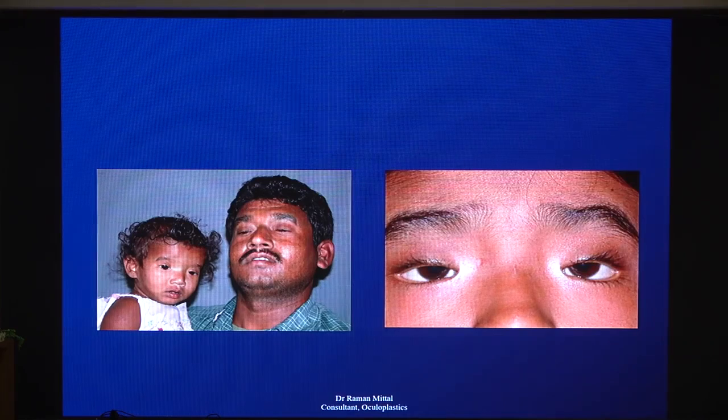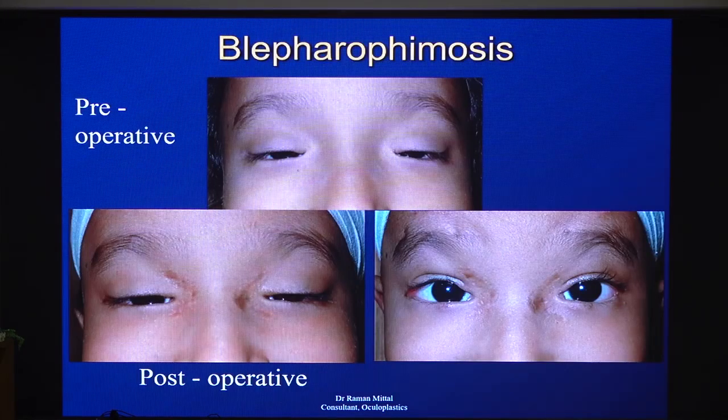Blepharophimosis is a variant of ptosis, so you should understand that in these situations, it is not only the ptosis correction which you need to do, but you also need to take care of the horizontal fissure width. And these run in families. This is after doing 2 stages of blepharophimosis correction. The first one was for the horizontal fissure, and the second one for the vertical fissure height.